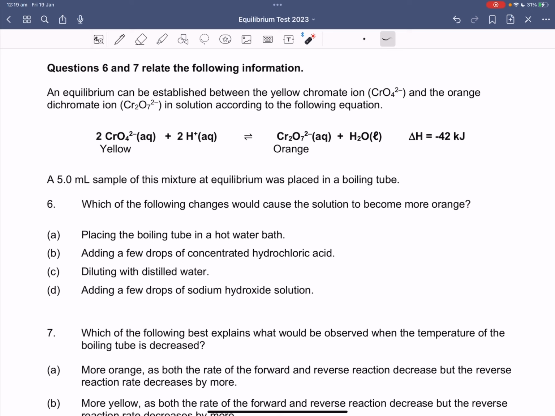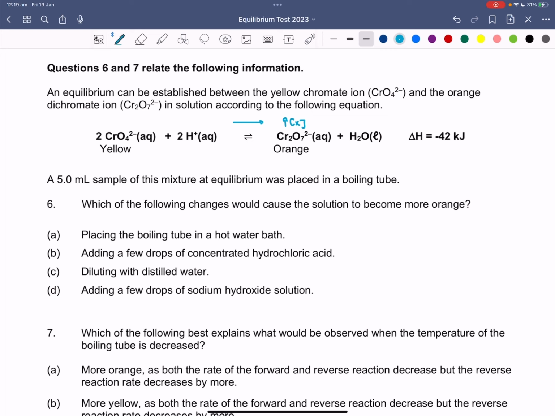Now, obviously, to become more orange means an increase in the concentration of this. We want an increase in the concentration of Cr2O72-. Now, the reason why we must have an increase in the concentration of that is for whatever reason, the forward reaction must be favored. So let's consider all the options.